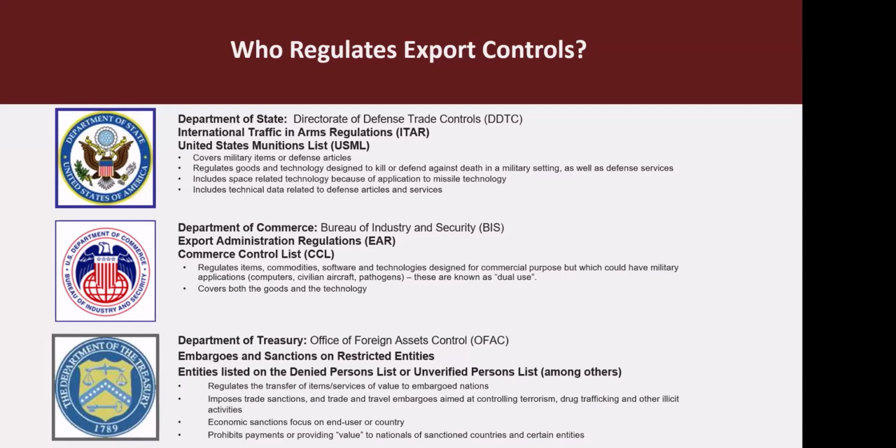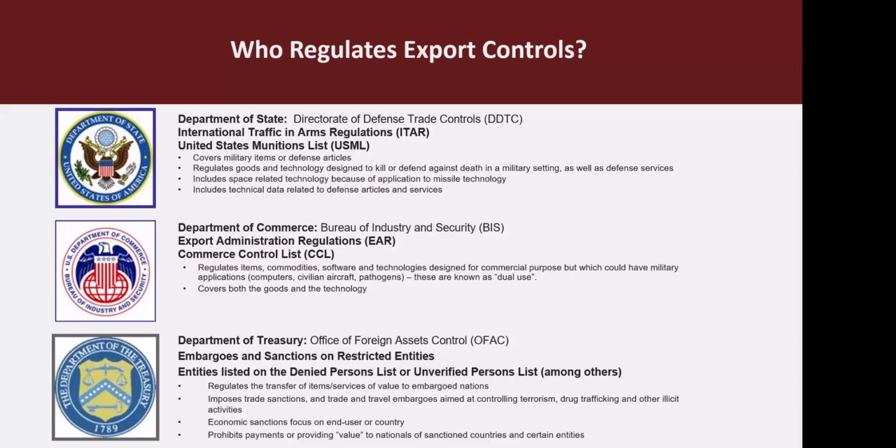It's a very, very long document, and it regulates items, commodities, software, and technologies that can be used for commercial purposes as well as defense applications. So these guys are kind of known as dual use technologies. As a reminder, it covers both the goods or the items as well as the technology and the software behind them.